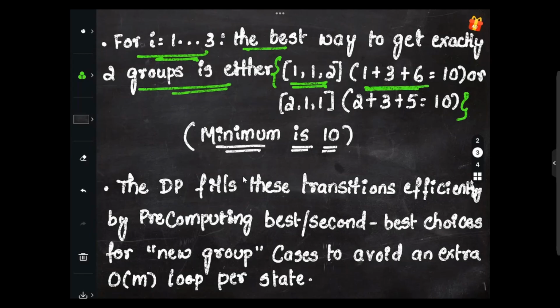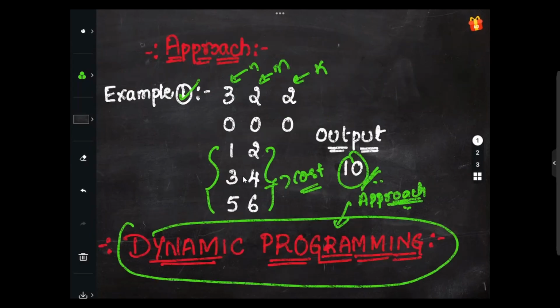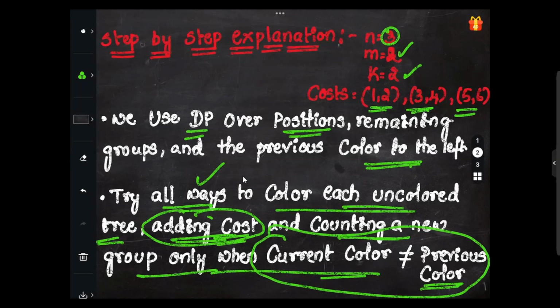So this will be 1 plus 3 plus 6, right? Or we can just go with 2 1 1, right? We can go with 1 1 2, or with 2 1 1, because in the input we have this one. Just give me a second here. Yeah, we have this one cost, right?